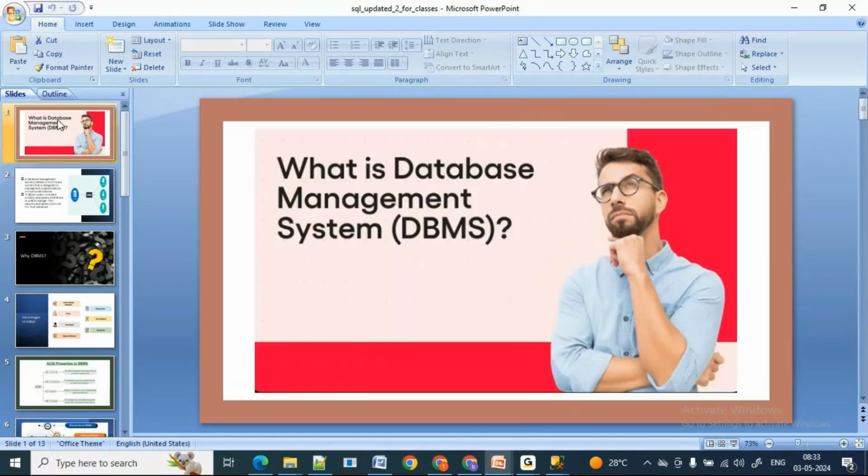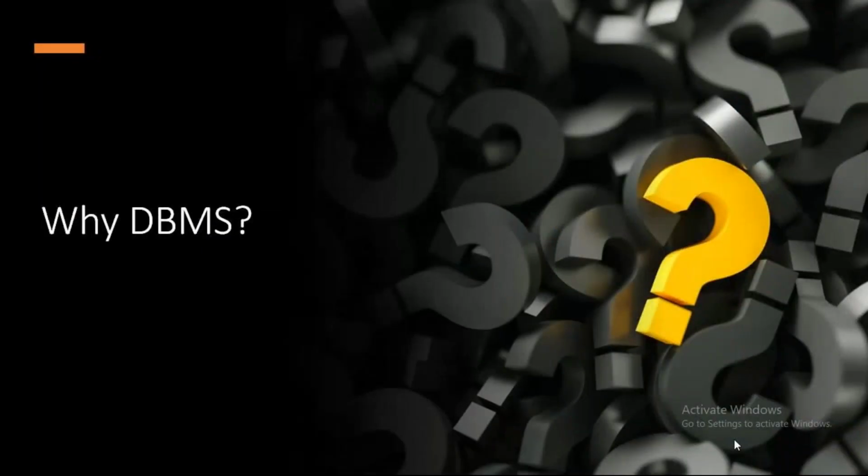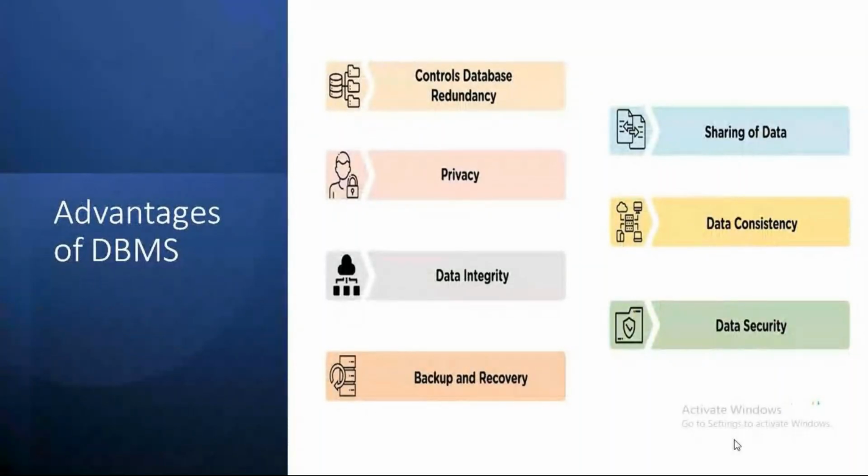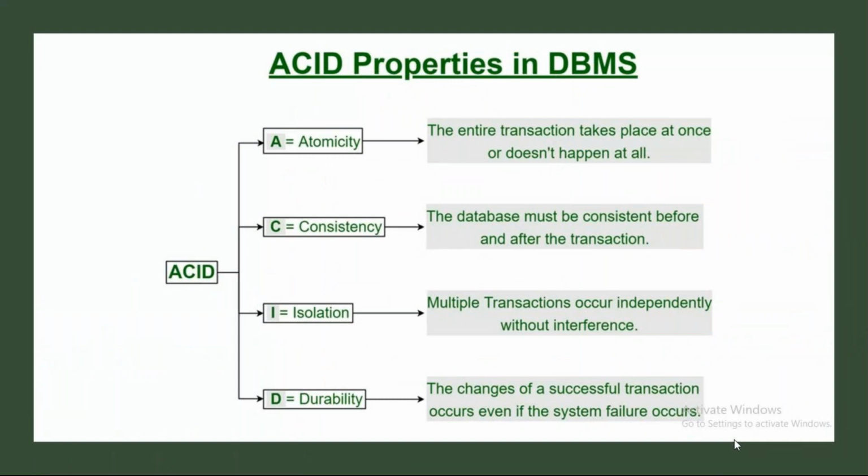In yesterday's session, we discussed database management systems and the properties that need to be followed by these database management systems, and also the advantages of DBMS. We also saw the ACID properties, which means atomicity, consistency, isolation, and durability. These are the properties that every DBMS follows.